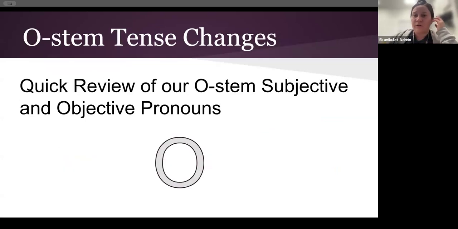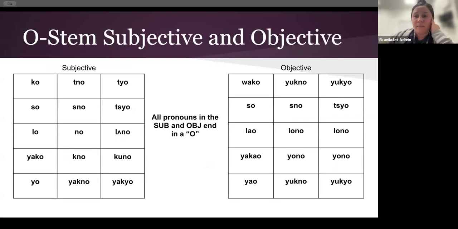So let's do a quick review of our O stem subjective and objective pronouns. Remember, in the O stem, this is a nice fancy little stem because it all ends in an O. So this helps us. But the pronouns in the subjective go as follows. I always start in the upper left corner and go down in columns and then go to the second column and the third column. So you can follow along with me. If you want to pronounce them on your end, that would be great because then you can get some pronunciation practice. So the first one is go.